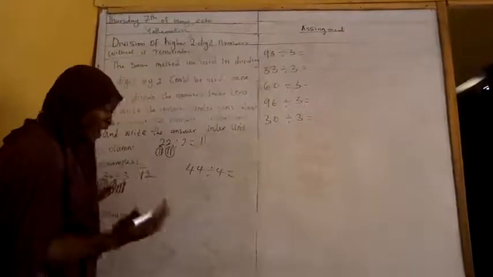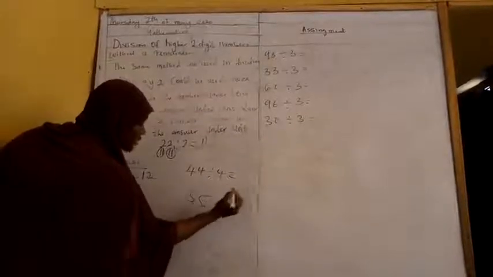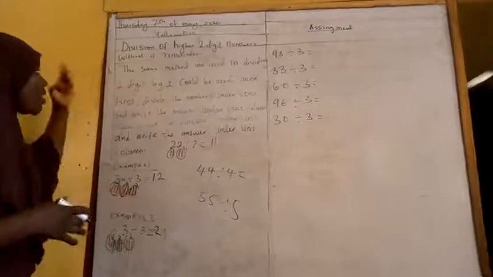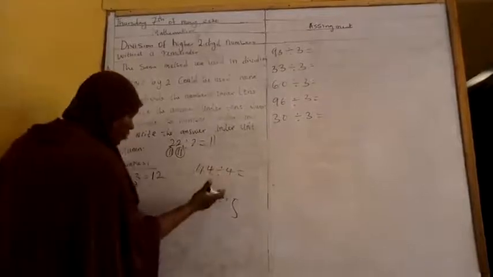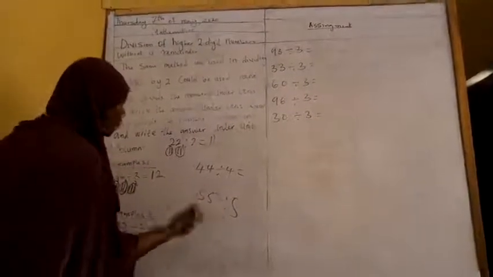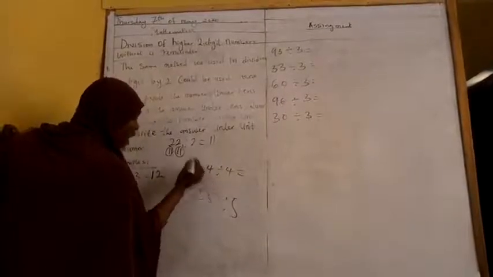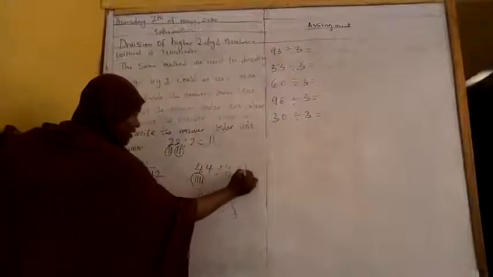You can deal with 5. For example, if you have 55 and they ask you to sort it with 5, the same method that you use when we are dealing with 2, you will use it with 3. Like this one now, we have our 44 and we want to sort it with 4. You just do it like this. You count 4: 1, 2, 3, 4. How many 4? 1. You write your 1.